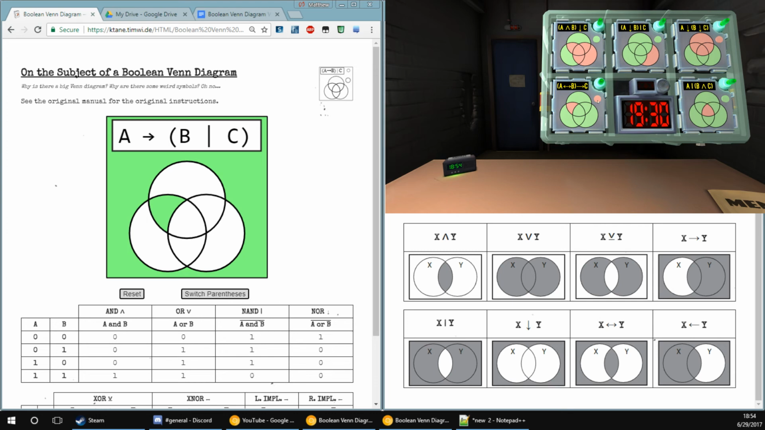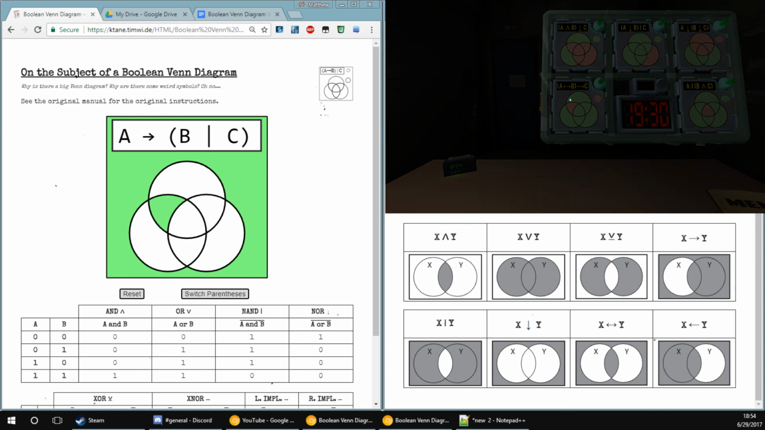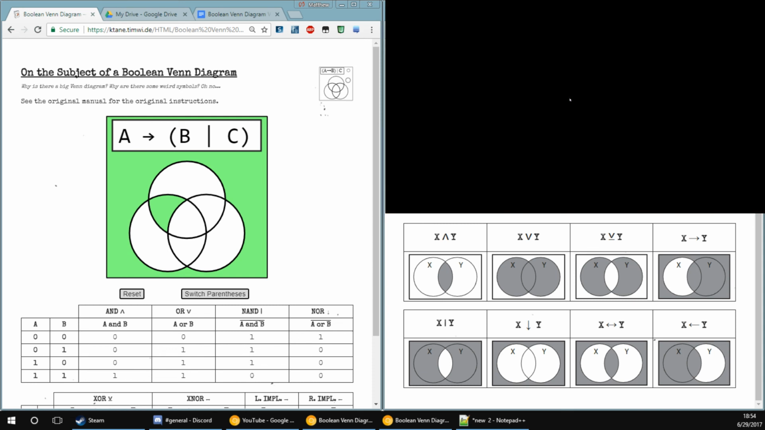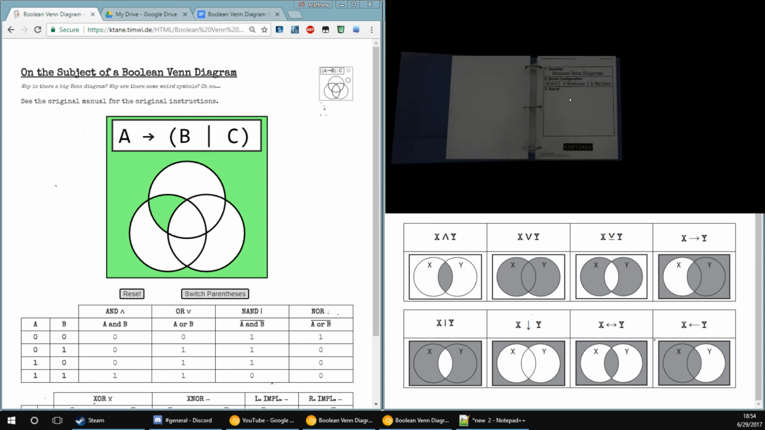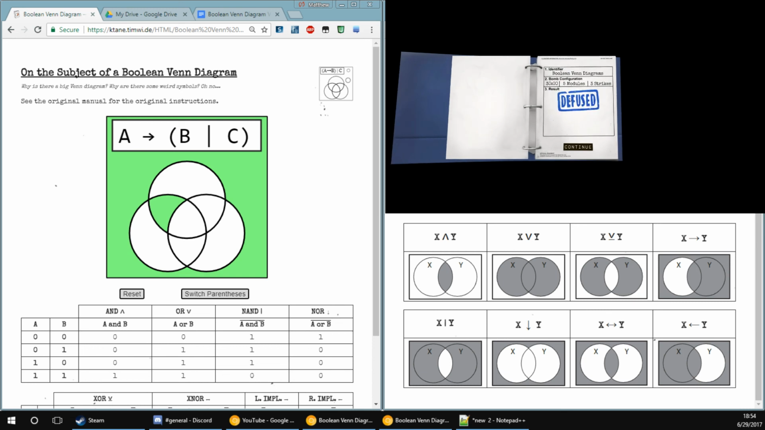So hopefully you learned something, or even if you don't decide to use my method of solving this module, I hope you see how I do it and maybe some other tricks to solving it quicker.